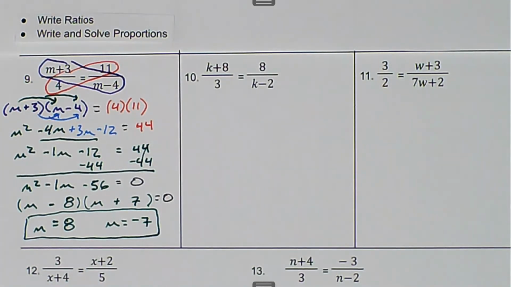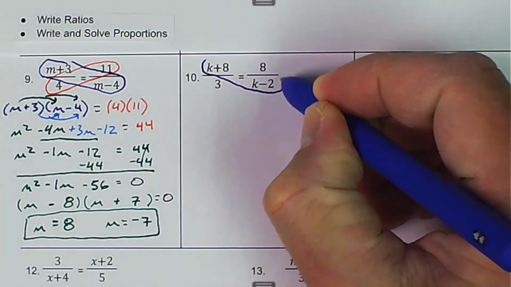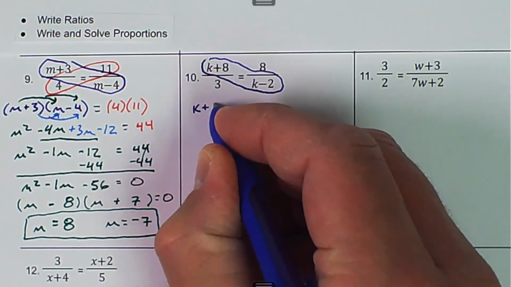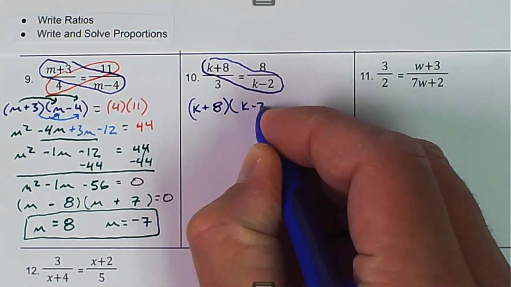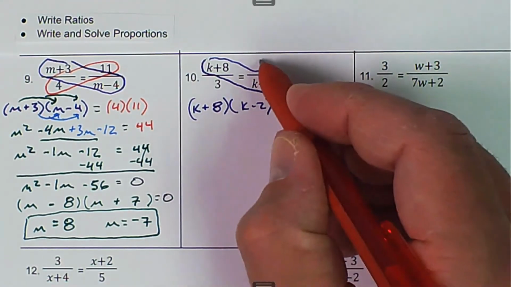Looking at number 10, very similar process. So we're going to do our means and extremes still. So our extremes are k plus 8 times k minus 2, and that's still going to be equal to our means, which in this case are going to be 8 times 3.